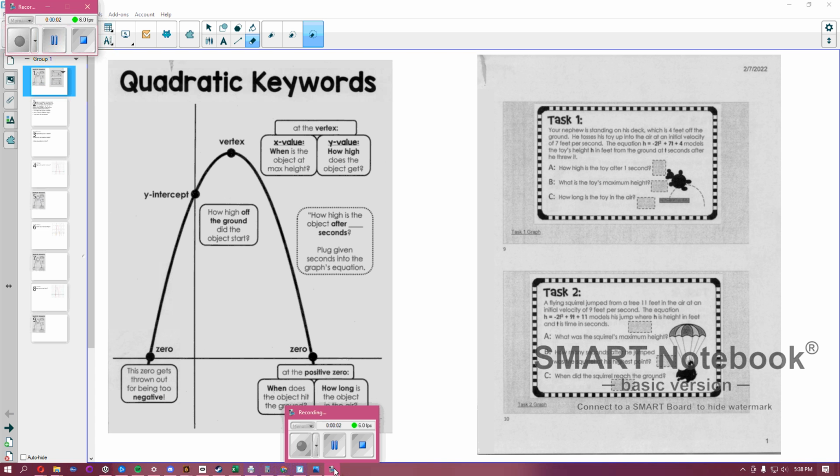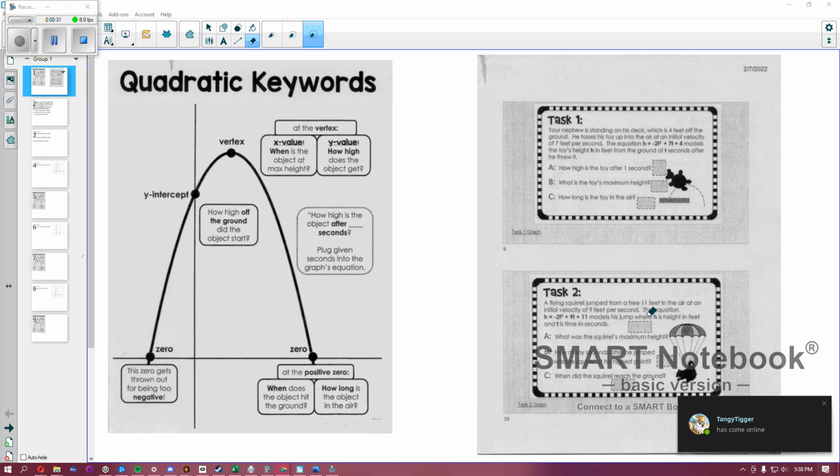Alright guys, good morning. So, it is Wednesday, which is a 2-hour early dismissal. However, I am not in today, so you guys are going to be working on modeling quadratic functions. There's an assignment posted on Brightspace. The sub should have passed out these two papers, quadratic keywords, and then one that has the assignment for today, which is a bunch of different tasks.